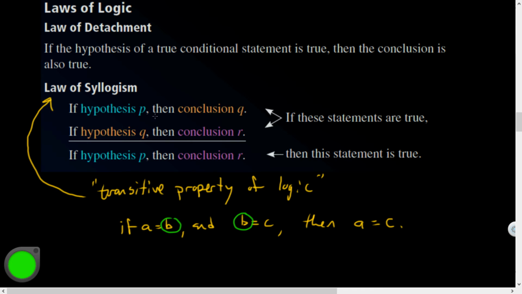That's similar to the law of syllogism. It says if hypothesis P, then conclusion Q, and if hypothesis Q, then conclusion R. Because these two things match, I can cut out the middleman, and I know that now if P, then R. Okay? Only because those match up just like so.